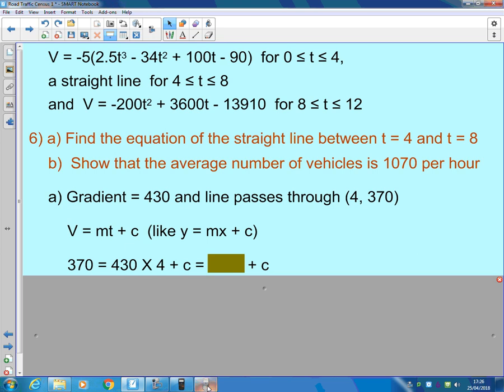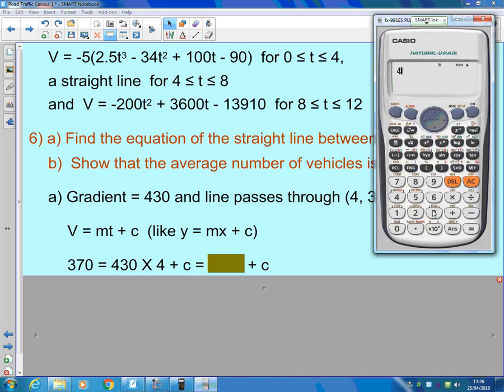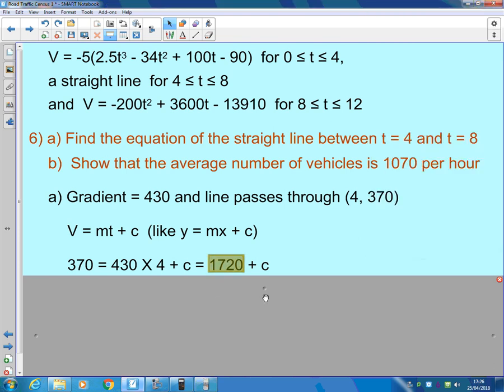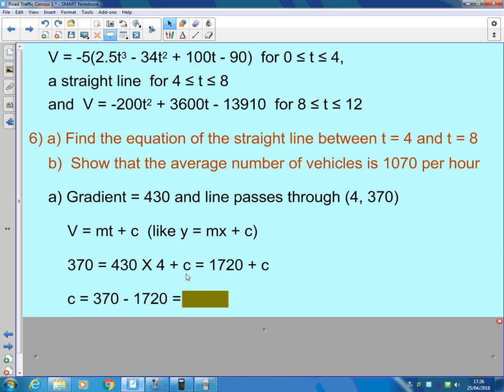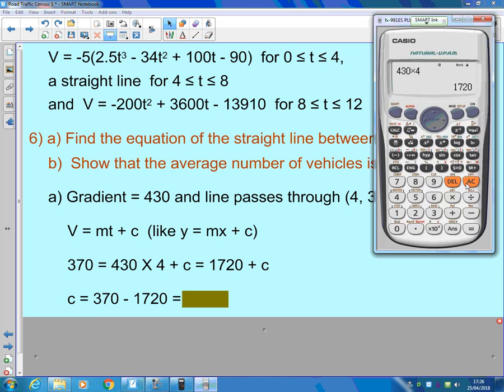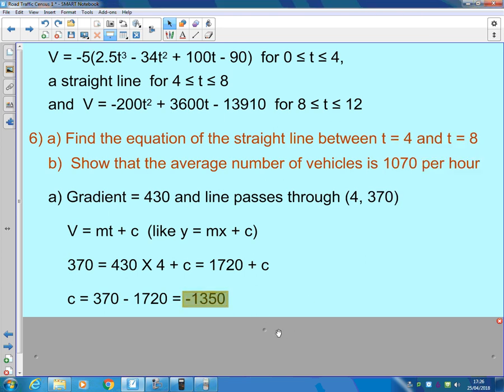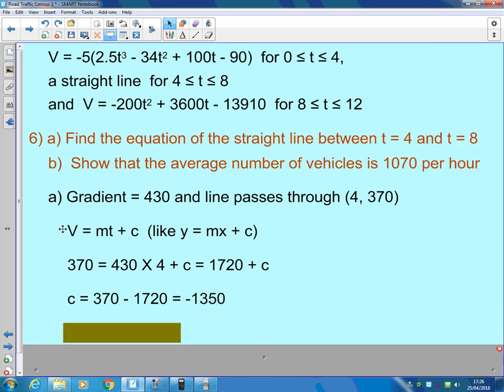Well, 430 times 4 equals 1720 plus c. So c is 370 take away the 1720. Sorry, 370 take away 1720 equals minus 1350. So my equation is v equals, instead of m, 430, t, and instead of plus c, minus 1350. So it's the same as you've done, but y equals mx plus c.